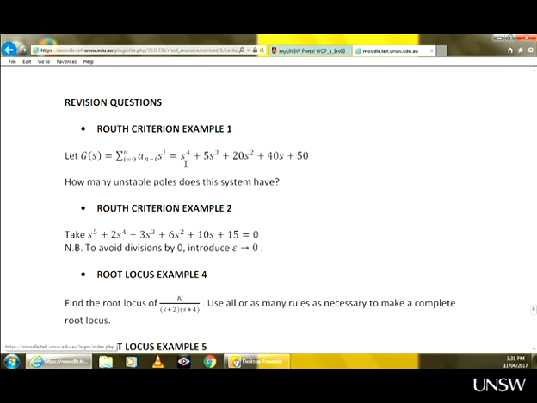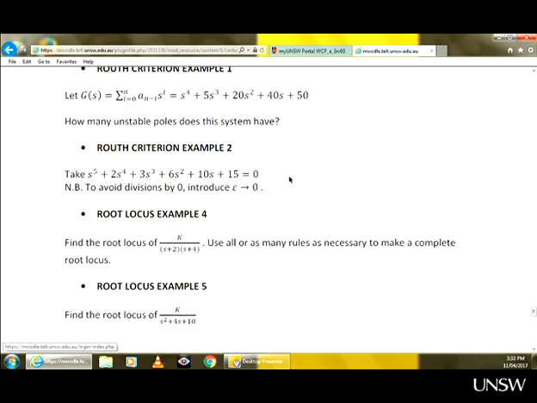Apply the Routh-Hurwitz criterion and find how many unstable poles this system has. Also, you have this fifth-order system. Why do we have such high-order systems? Because that's where this Routh-Hurwitz criterion really makes sense. Because it's very hard to factorize this and find the poles that are positive and poles that are negative.